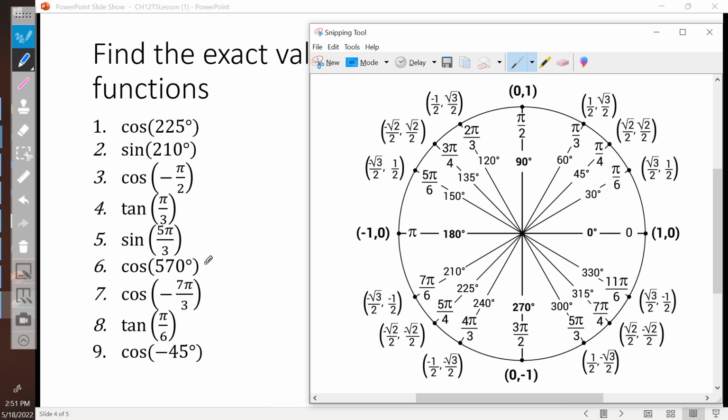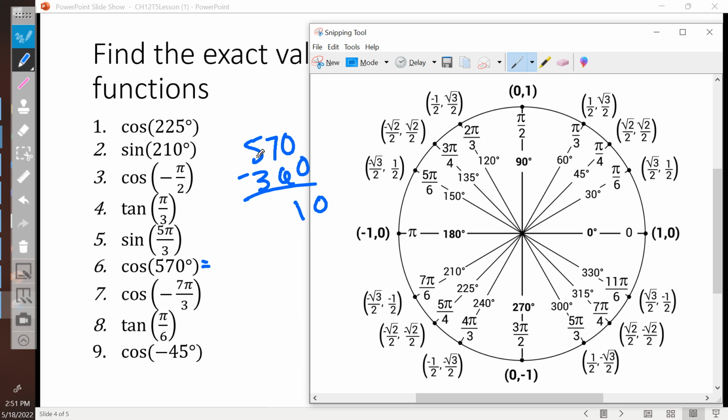Number 6, cosine of 570 degrees. Well, you'll notice 570 is not on here. The highest this goes is 360. It goes all the way around, makes a full rotation, and comes back to 360. So what this is telling us is 570 is going to be more than one full rotation. So I'm going to actually have to figure out how much more it is than one full rotation. So I'm going to take 570, I'm going to subtract 360 to figure out how much more it is.